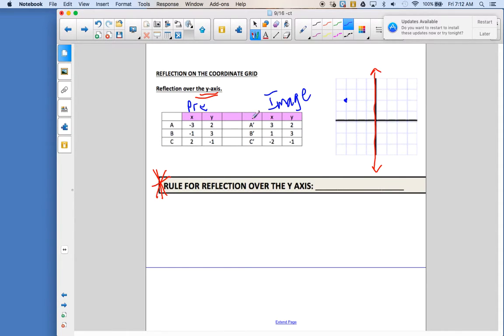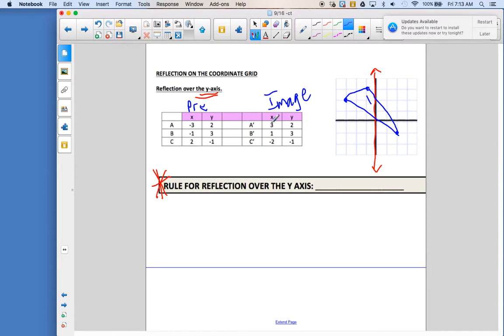B is at -1, +3, so I go 1 to the left, up 3, there's B. C is at +2, -1, so I go 1, 2, down 1, and now I have my triangle. I'll see if maybe if I'm really careful, it will look more like a triangle than that last one. Okay, there. So there's my pre-image. Got it. The line I'm flipping across is the red line, remember.